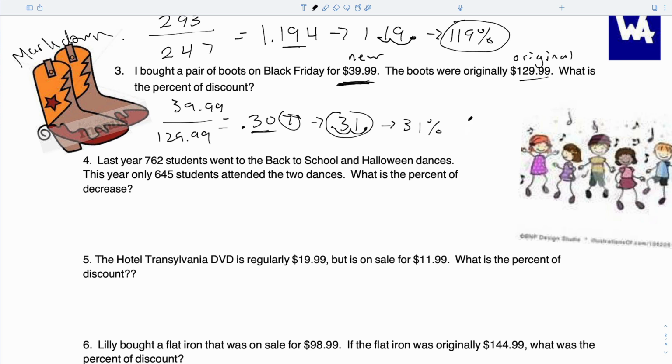Why do I subtract this from 100? Kira, why do I gotta subtract that from 100? Why isn't that just my answer? Yeah, it's wanting the percentage off. It wants the markdown. The markdown is not 31. 31 is the percentage of. Markdown would have been 69%.